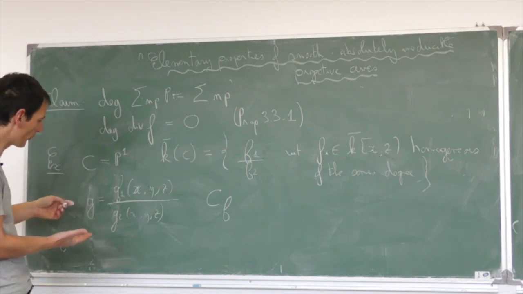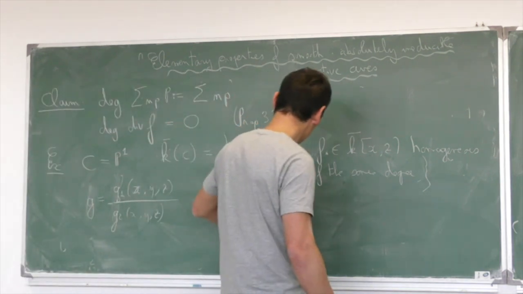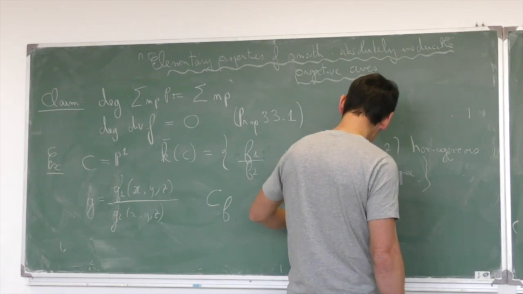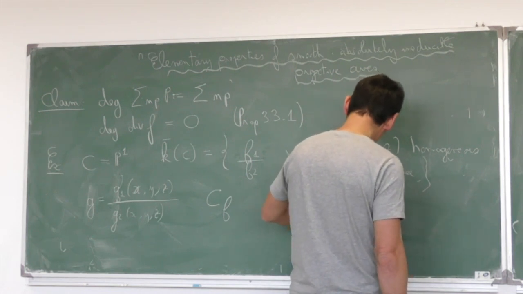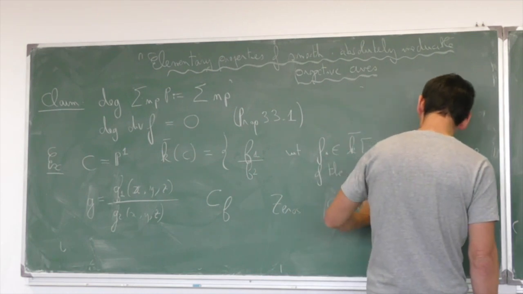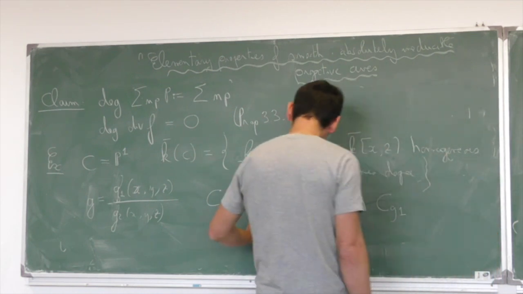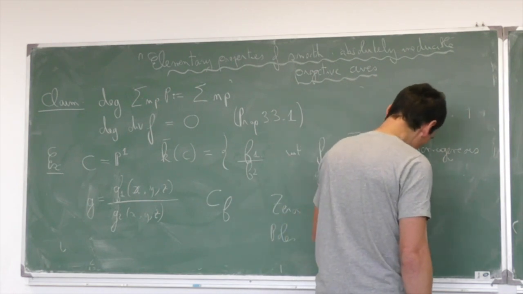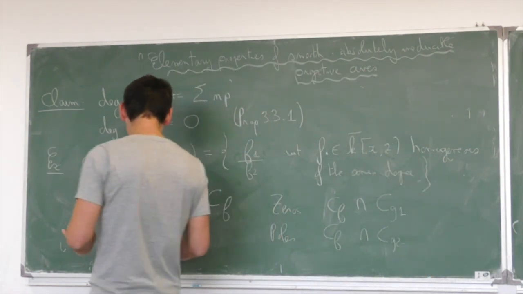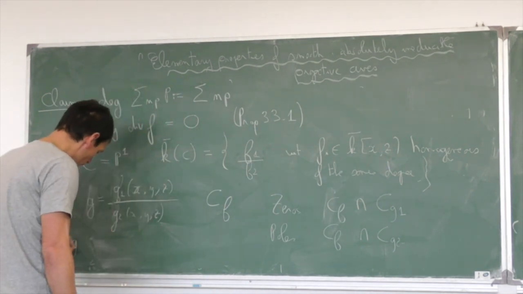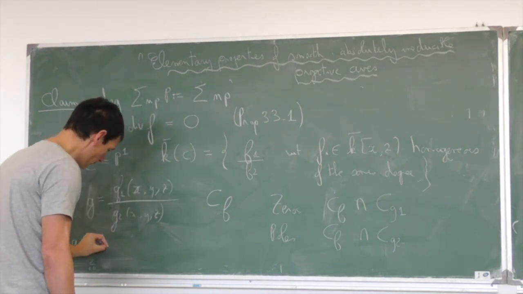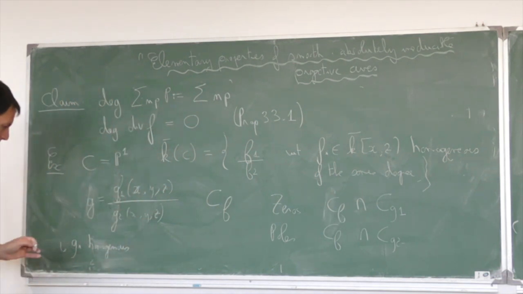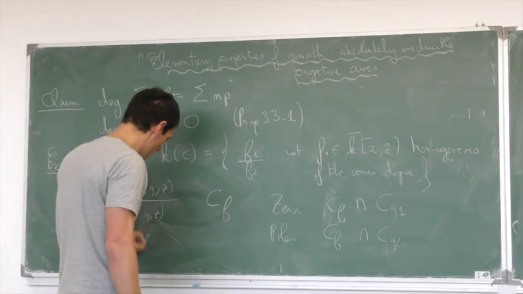Again, the zeros are going to be given by the intersection of Cf with the curve given by Cg1. And the poles are going to be given by Cf intersection Cg2. And G1 and G2, the Gi, are homogeneous again. I mean, for a projective curve, this is always mandatory, and of the same degree.